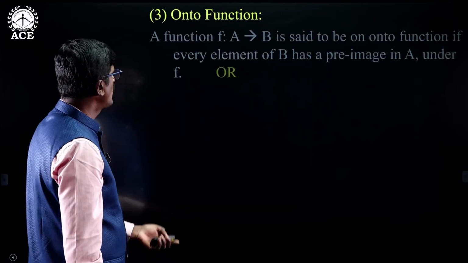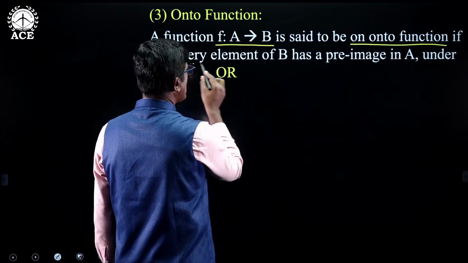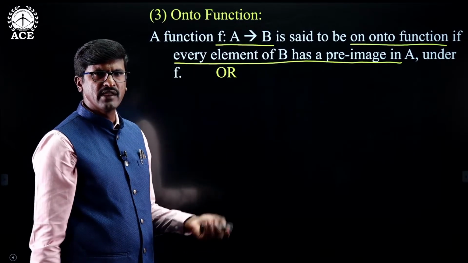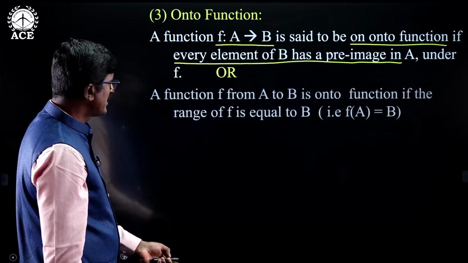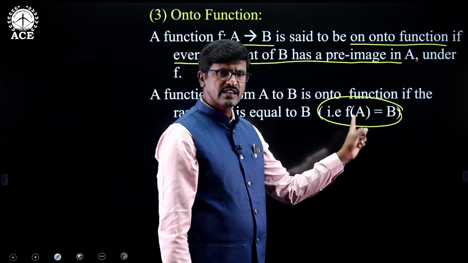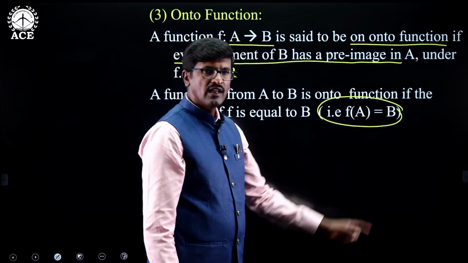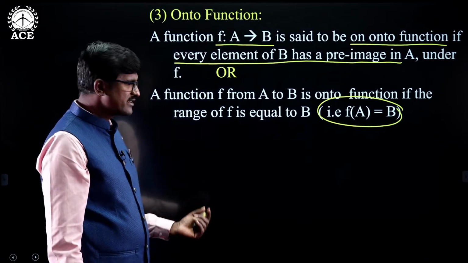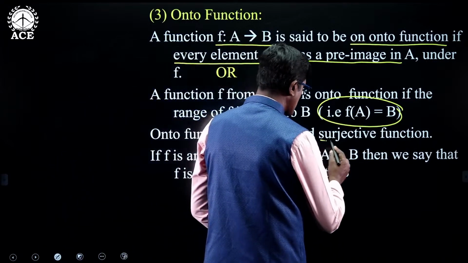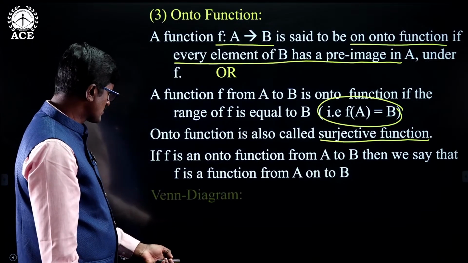The next one is onto function. Now look at this onto function. A function f maps A to B is said to be onto function if every element of B has a pre-image. If every element of the codomain is having a pre-image, then it is called onto function. And this is the other definition. Look at, if any function is onto, then this condition is satisfied. So if the range and codomain are same, then that function is called onto function. When the range and codomain are same, if every element in codomain is having a pre-image in set A, then f of A is equal to B. The onto function is also called surjective function.